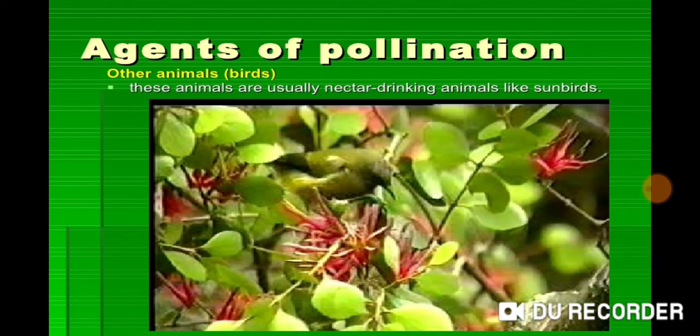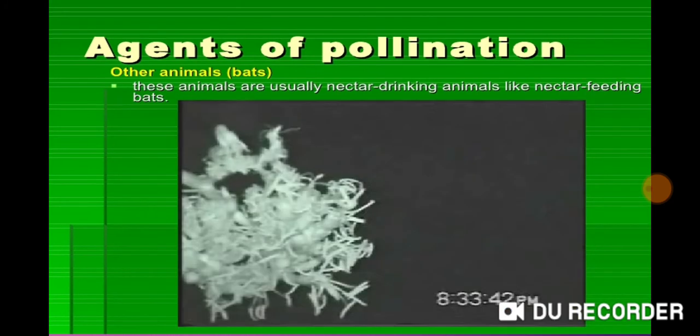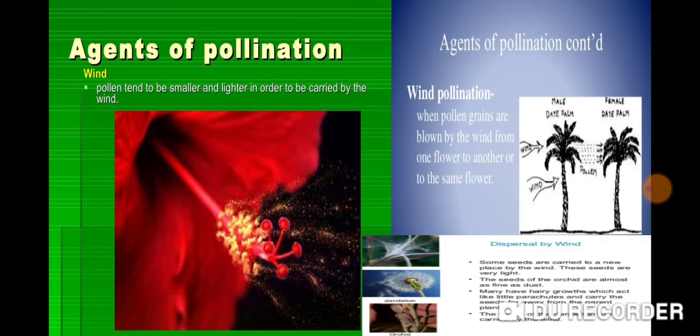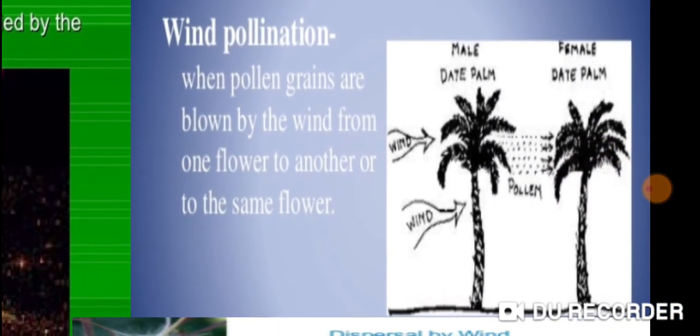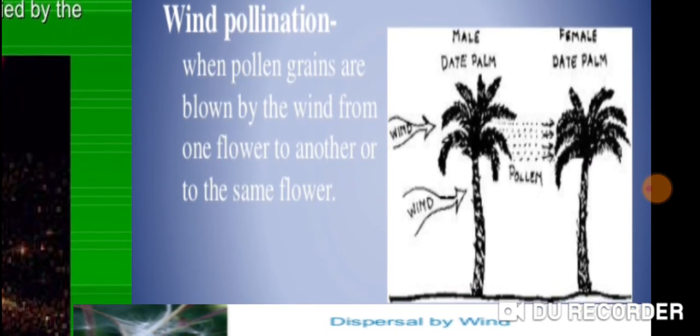The second agent was birds and animals, which we studied. Animals can be of different types, that may also include bats, etc. Another agent is wind. Through heavy winds, the seeds or pollen grains also travel. Pollination also takes place with heavy wind flow, between two plants or within the same plant. Here you can see an example between two plants.